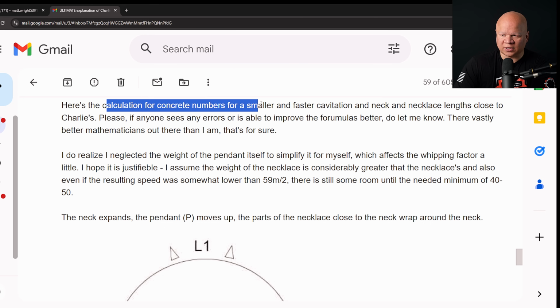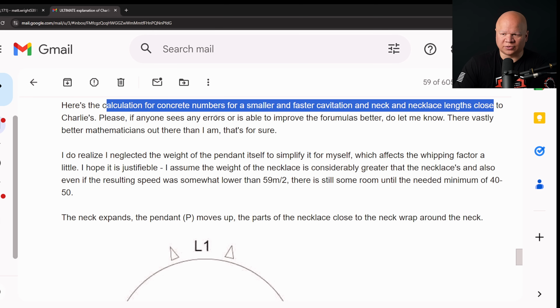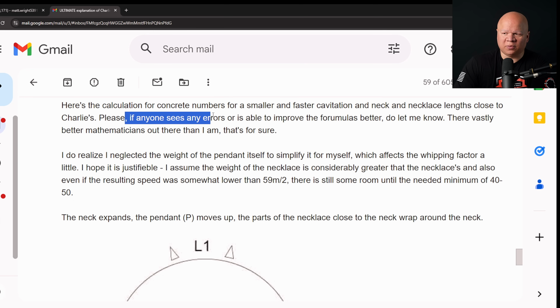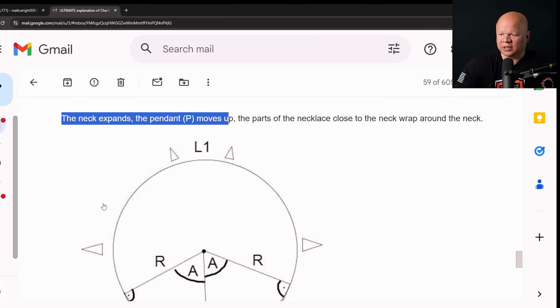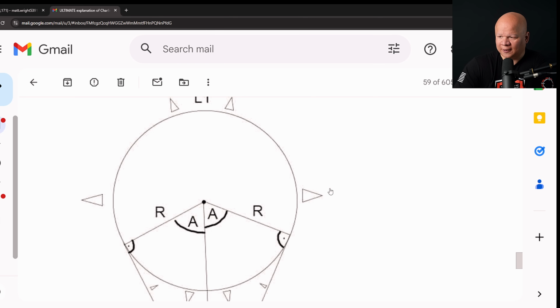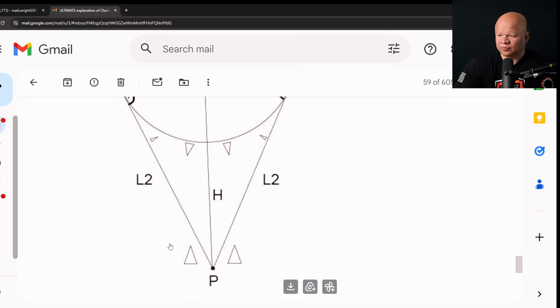Here's the calculation with concrete numbers for a smaller and faster cavitation and neck and necklace links close to Charlie's. They're saying if anyone sees errors or is able to improve the formulas, then let them know. There are vastly better mathematicians out there than I am, that's for sure. And then they kind of walk us through it. The neck expands, the pendant P moves up. So here's the neck. Neck is expanding. The pendant P starts moving towards the body.